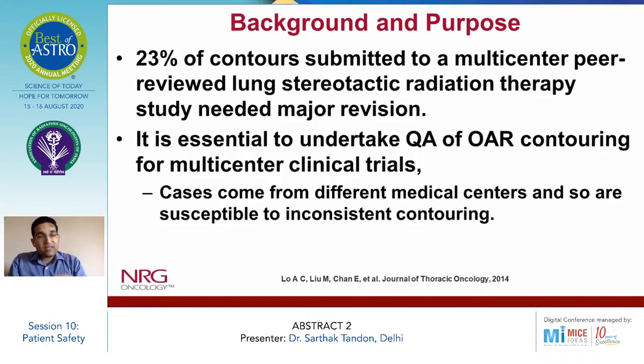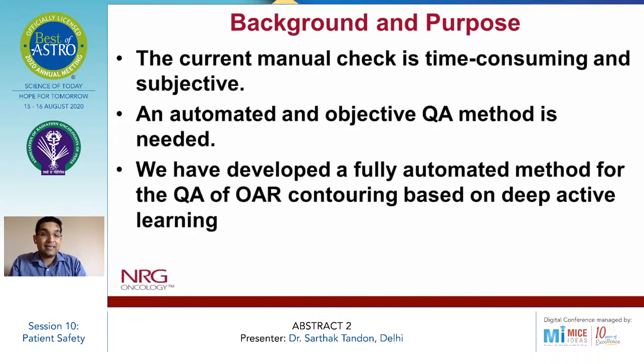So, Low et al. This is one of the studies back in 2014, and it was published in JPO. They reported that 23% of the contours submitted to a multi-center peer-reviewed lung stereotactic radiation therapy study needed major revision. Now, this is a huge number. It is therefore essential to undertake quality assurance of OAR contouring for multi-center clinical trials because the cases come from different medical centers and so are susceptible to inconsistent contouring. Please.